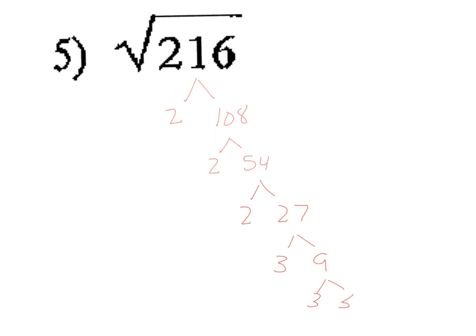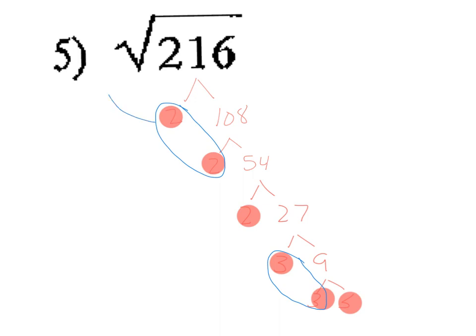Okay? So again, I'm looking at all of my ends here, and I'm going to pair them up and move them out. If I look here, I have a pair of 2s and a pair of 3s. So again, pair them up and move them out. The pairs move out, so 2 times 3 is 6 on the outside. And then on the inside, I have a 2 that didn't have a partner, and a 3 that didn't have a partner. Well, 2 times 3 is 6, and they're left over on the inside because they didn't have a partner.